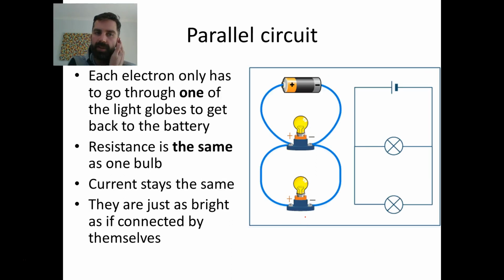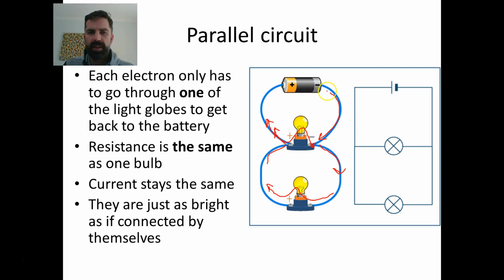Let's have a look at a parallel circuit as a comparison. So in a parallel circuit, we've got the battery connected here, and what happens is that when the electrons leave the battery, they actually have a choice. They get to this point here, and they can either go up through this light globe and then back round to the battery, or they can go down this wire here and go through this other globe instead, and then eventually come back up through the circuit back to the battery.